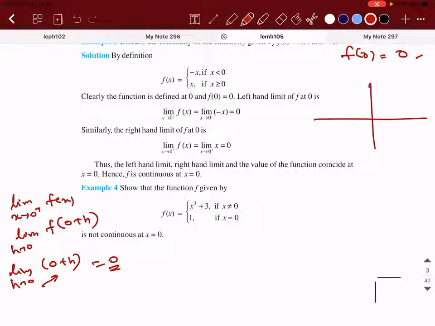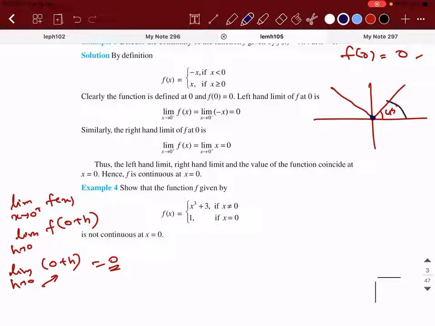x greater than 0, it is like this. y is equal to x, so this angle will be 45 degrees. y is equal to minus x is something like this, which will be 135 degrees. And x is equal to 0 is this. There is a point at x is equal to 0. So it takes the shape of a V.